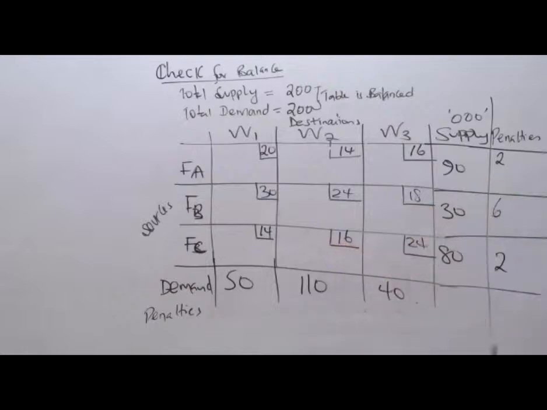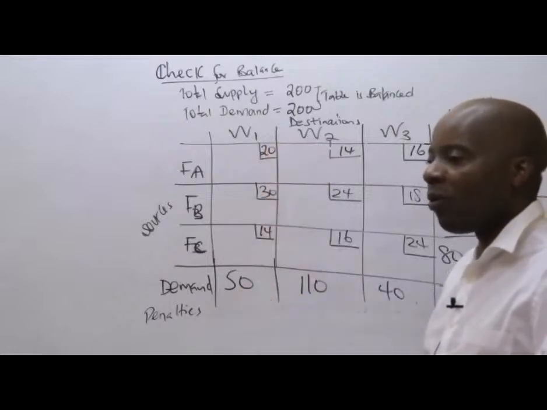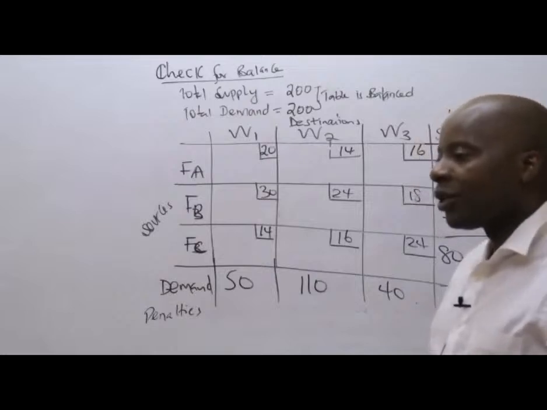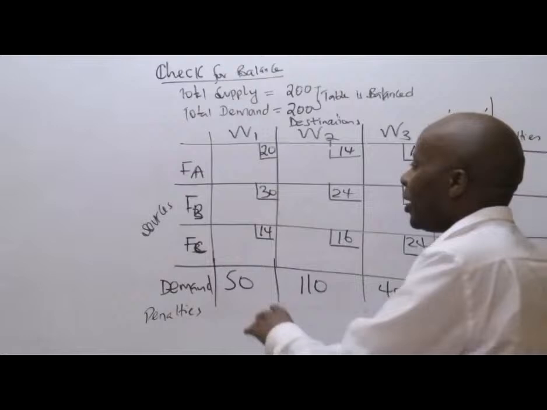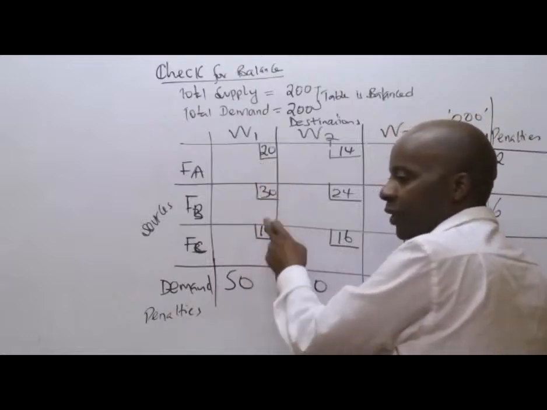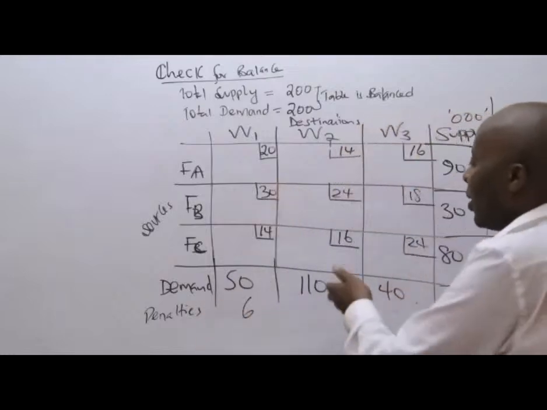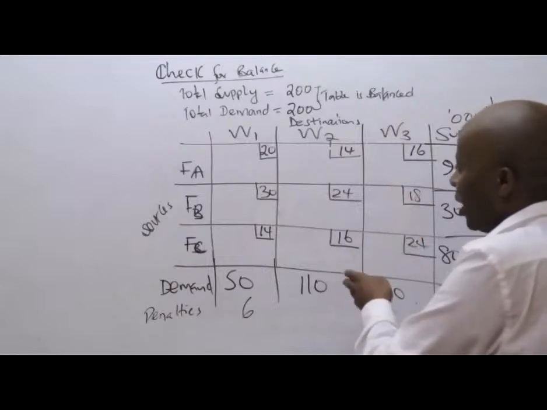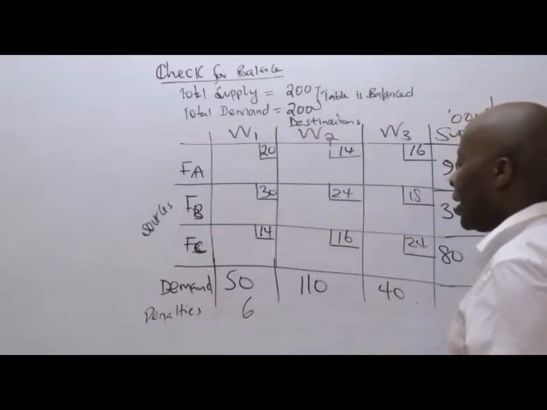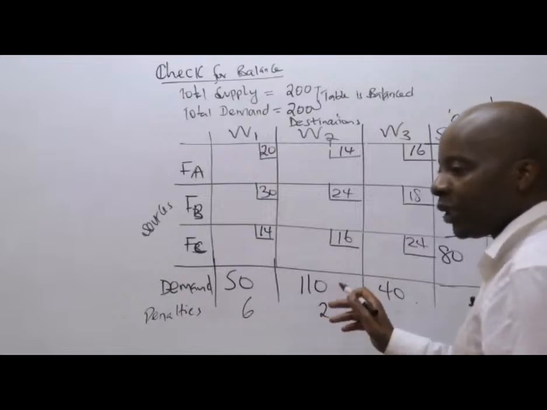Please go to the columns and do the same. Give me the penalty for column 1. For column 1, we have 14 vis-a-vis 20. Somebody tells me it is 6. From there, we have column 2, where we have 14 vis-a-vis 16. This gives me what penalty? 2. Thank you very much.